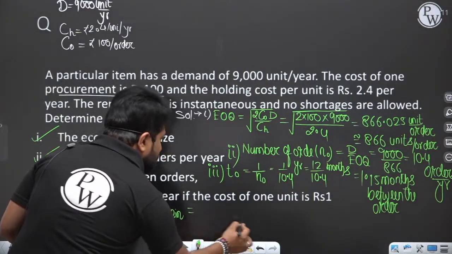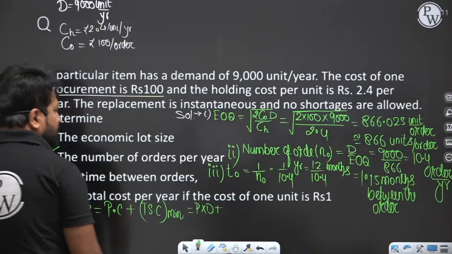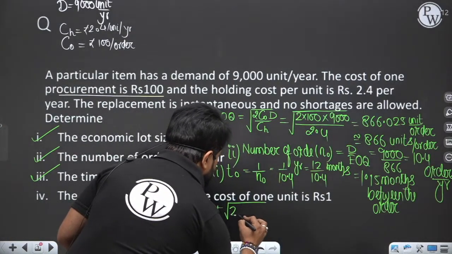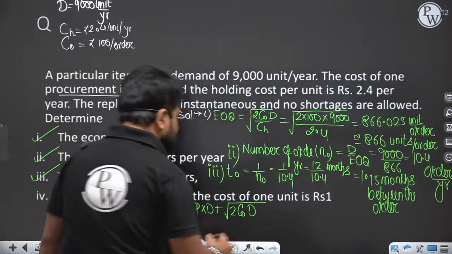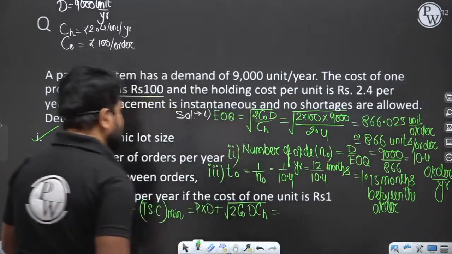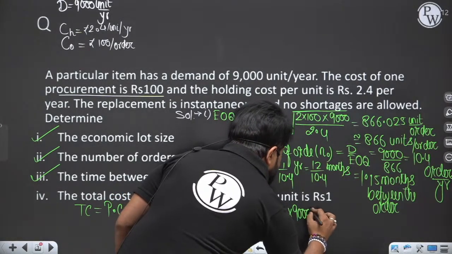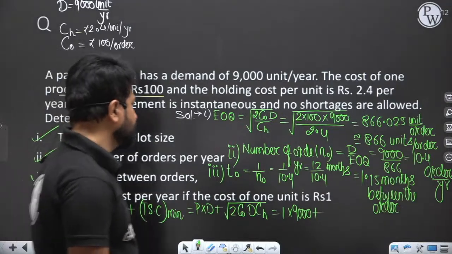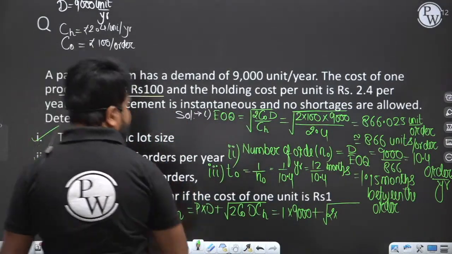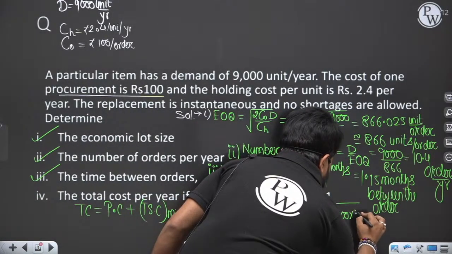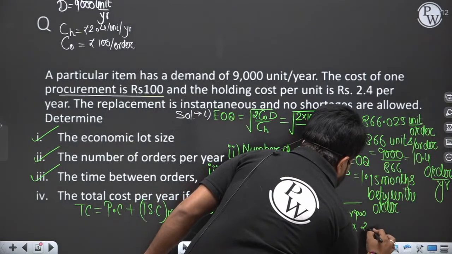So purchasing cost equals what? Purchasing price into demand plus total stocking cost minimum, that is root of 2 C naught D into CH. So it will give you the total cost. Purchasing price is 1, demand is 9,000, plus root of 2 into C naught, which is 100, into 9,000 into CH, that is 2.4.